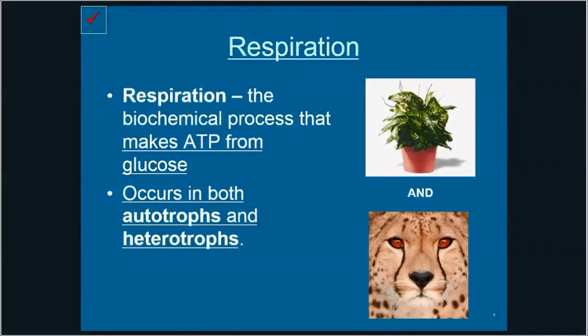Cellular respiration is the biochemical process that makes ATP, which is again the cell's energy currency, from glucose. So basically you're making energy out of sugar. And it occurs in both autotrophs and heterotrophs, meaning both in plants and organisms that also do photosynthesis, and it occurs in animals such as you and I.